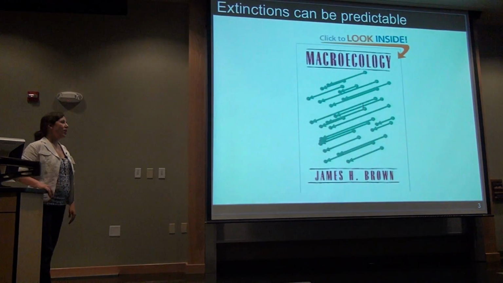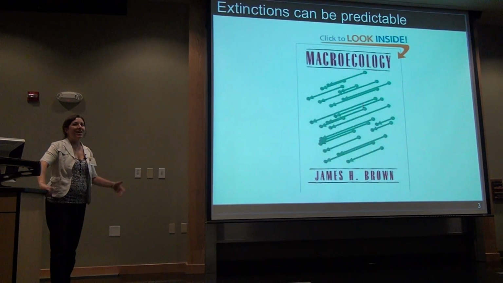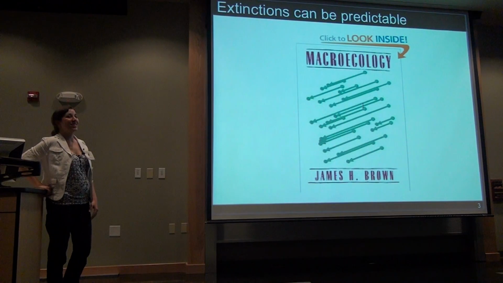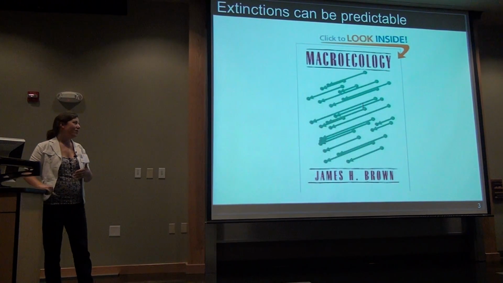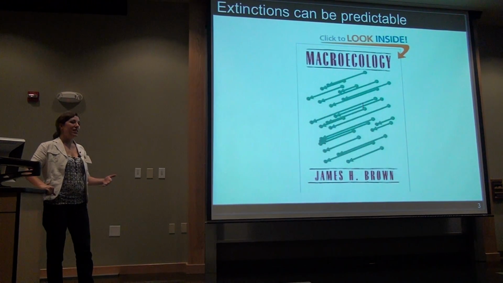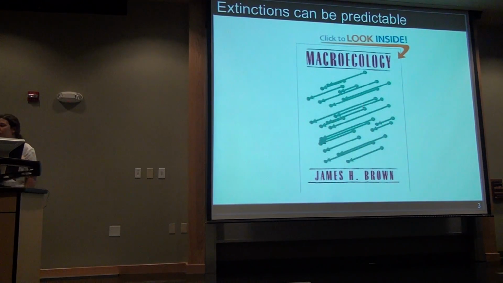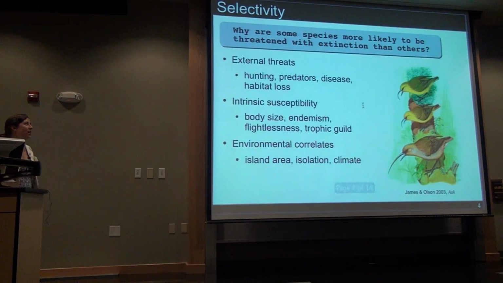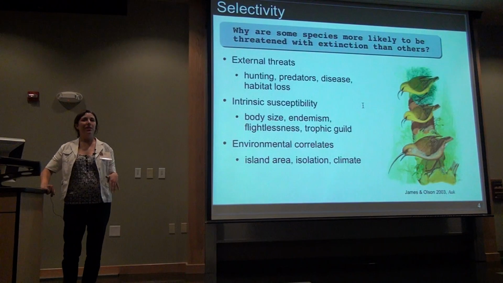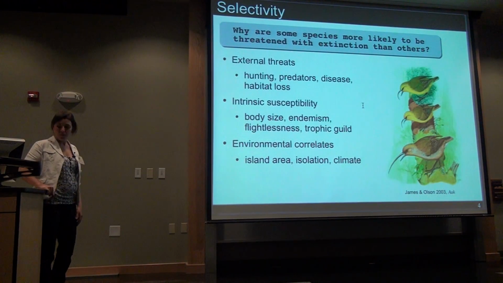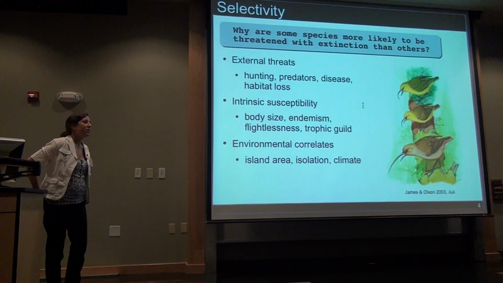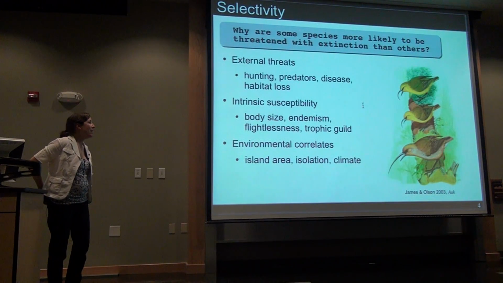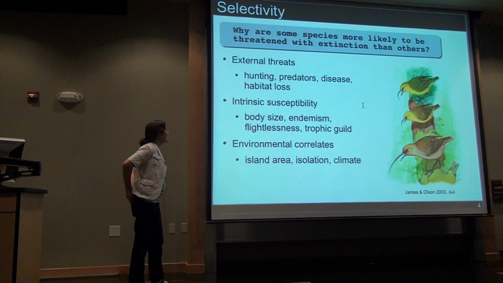On the other hand, we know from macroecology, again, going back to this great reference, that extinctions can be predictable, and there are things that a lot of endangered species and extinct species have in common. So if we want to try and use a macroecological approach to conservation, we need to understand why are some species more likely to be threatened with extinction than others. And there have been a number of recent papers that have dealt with all of these issues in great detail in the past decade or so.